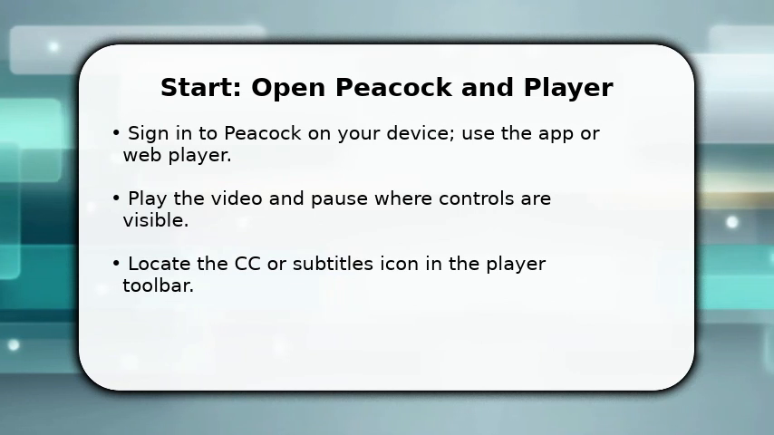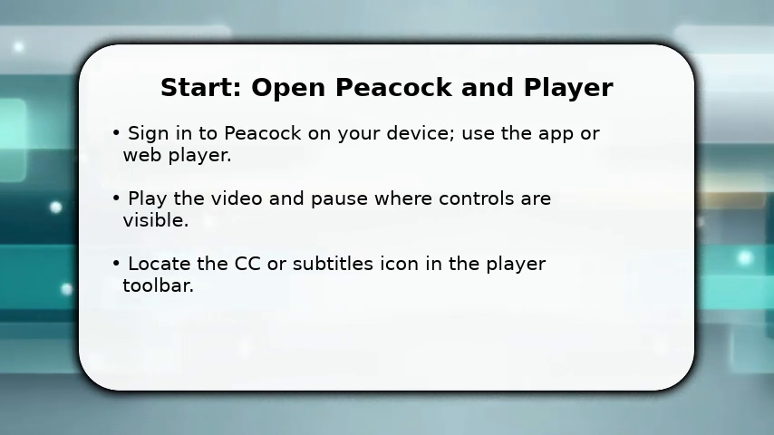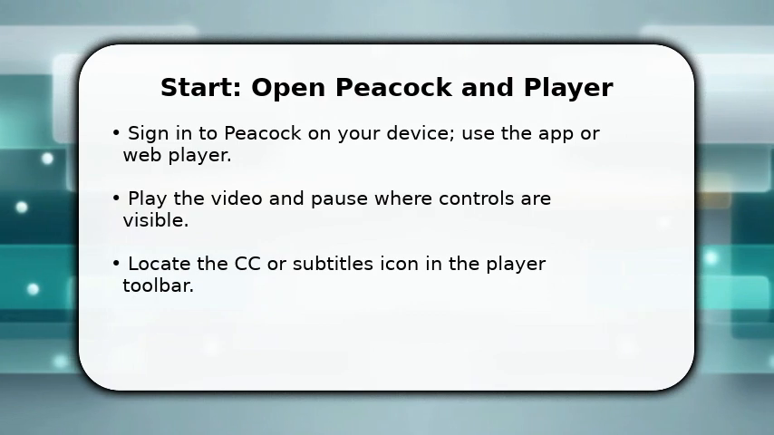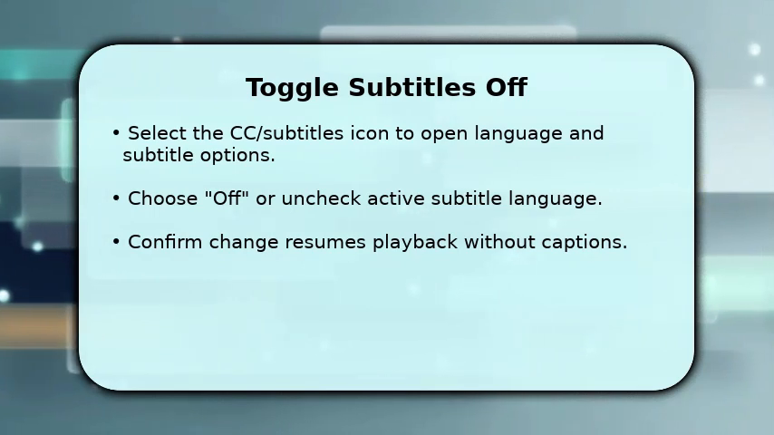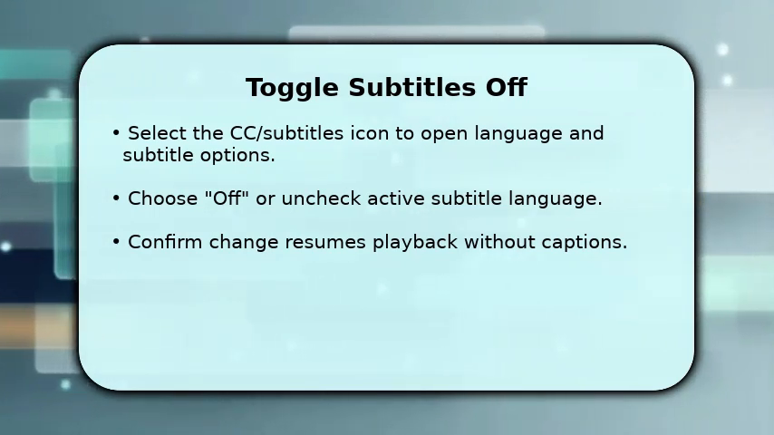If no icon appears, make sure the app is updated and you're within the video playback screen rather than a menu. You tap the CC or Subtitles control to open the options list. This reveals languages and the on/off toggle.